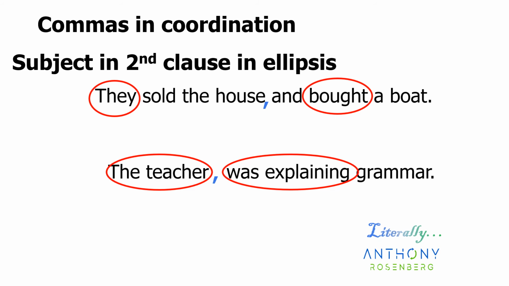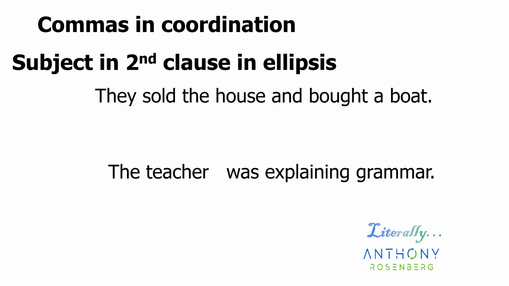So the fact is that the verb would be separated from the subject, and you don't want to do that. So let's remove those commas. Now the sentence reads perfectly: they sold the house and bought a boat. Is this a rule? It's kind of a rule. It's pretty much a rule. You don't want to separate subjects from verbs.